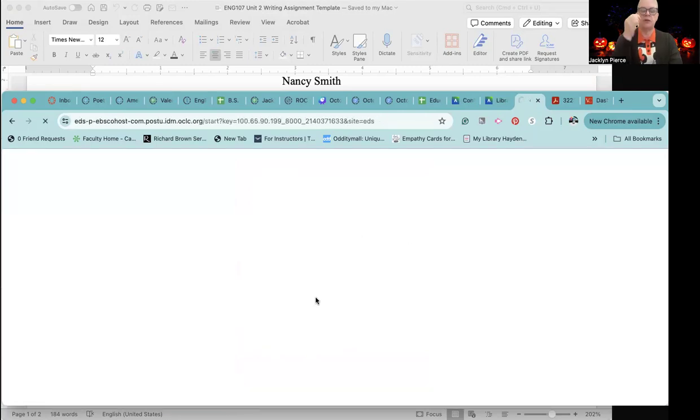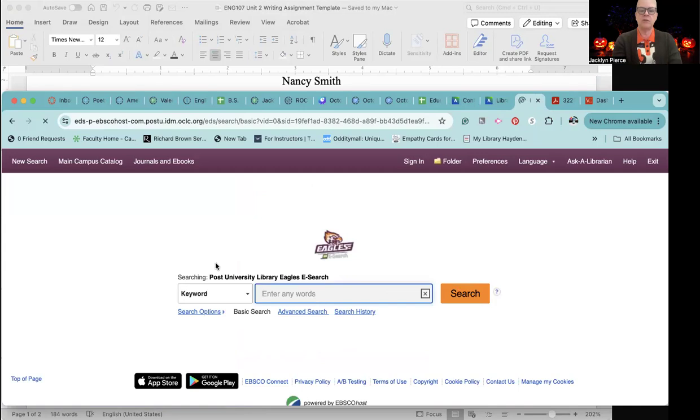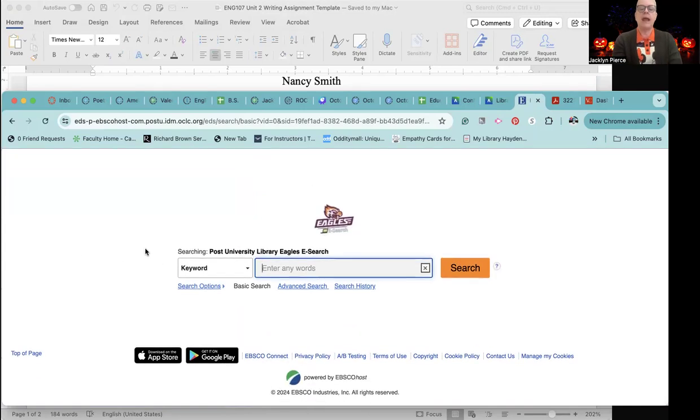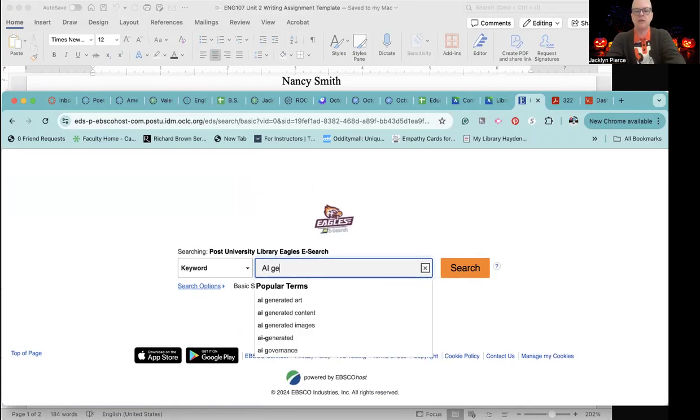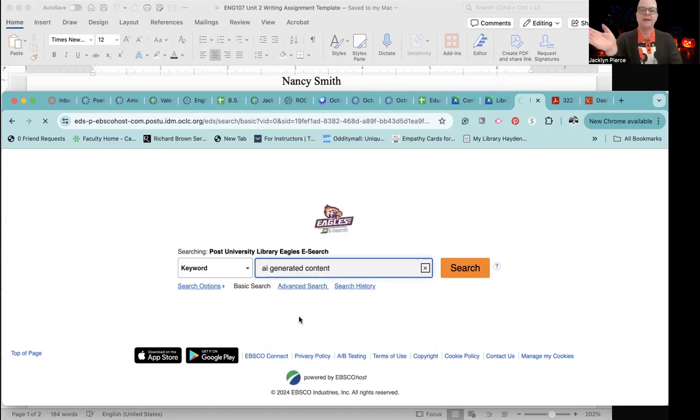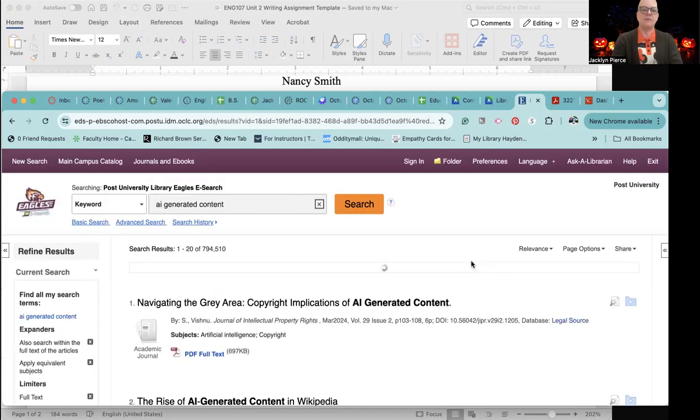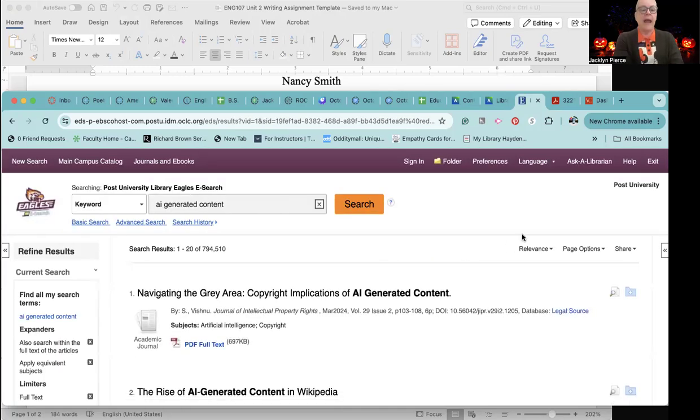Once you've signed in, it usually stays for a while, but occasionally you have to put in something new. And then we can put in our search terms. So I'm going to put in AI generated content, and it's one of the presets. It will even give you some things to look at. All right. And as you can see, there are 794,510 articles. So every time somebody tells me they couldn't find a source in the library, I'm like, untrue. It's just not true.